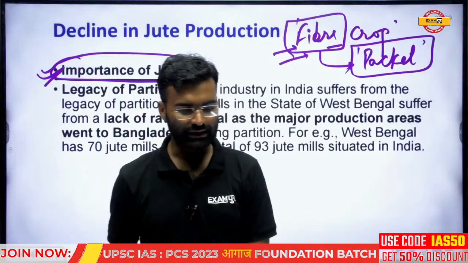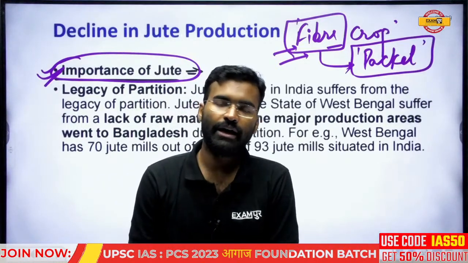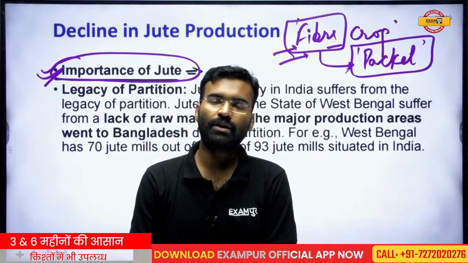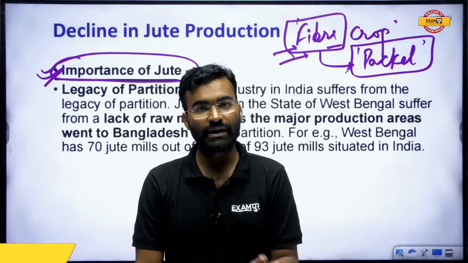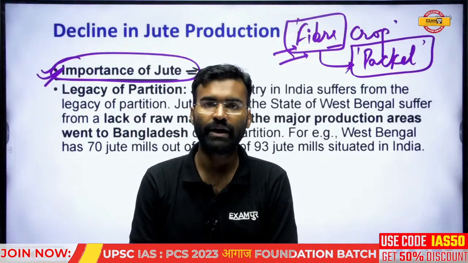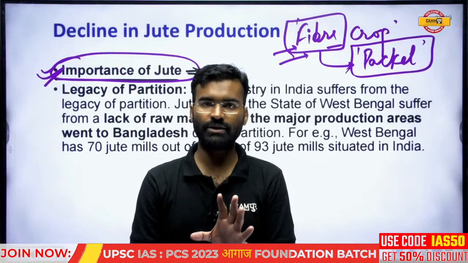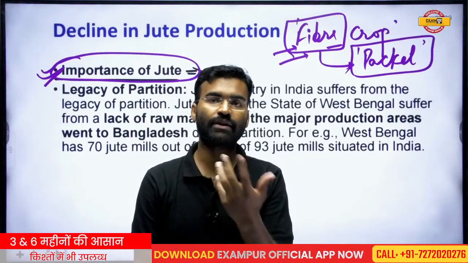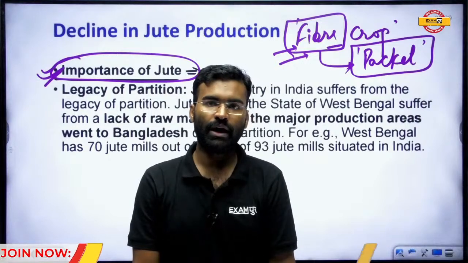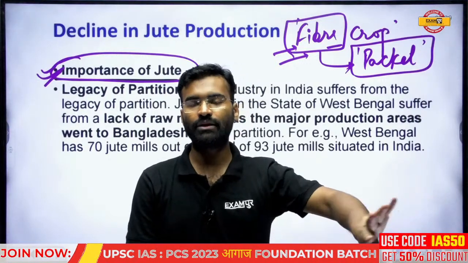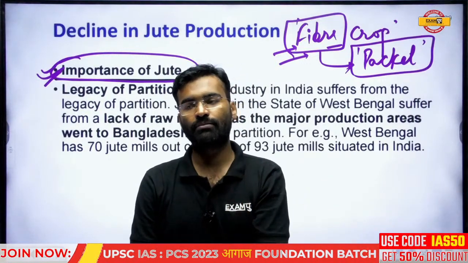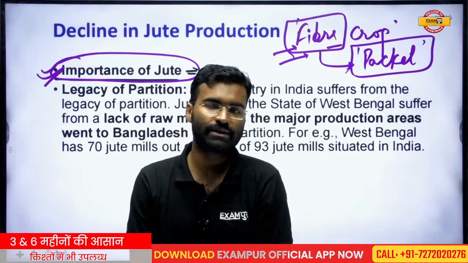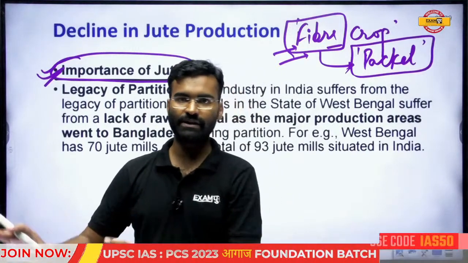The second thing: what is the legacy of the partition? During the British time period, before the partition, the Bengal region was very rich in the production of jute. Jute was produced in one region, and the industries which can process the jute, which can convert the raw jute into products, were established in a different section.